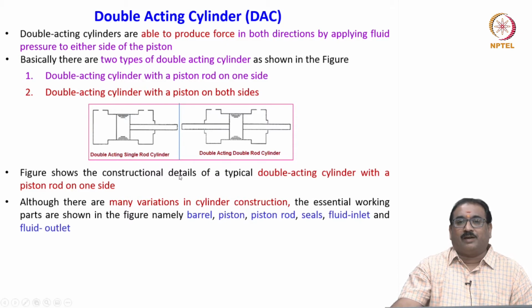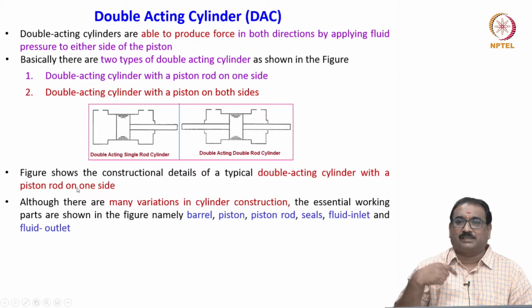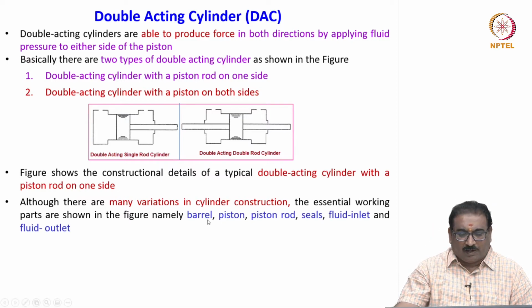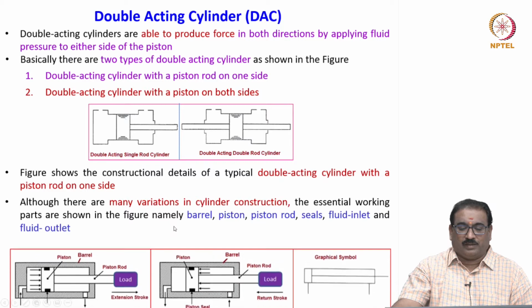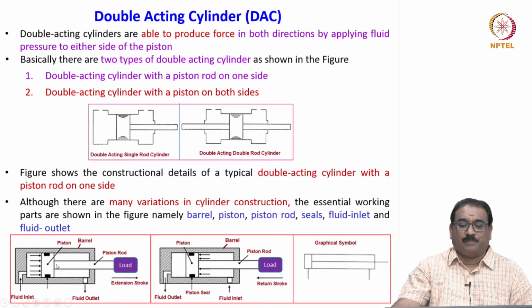Now, we will discuss the double acting cylinder with a single rod further. Although there are many variations in cylinder construction, the essential working parts are shown in the figure here. It is a barrel, and you will see the fluid inlet and a fluid outlet during the extension stroke. During the retraction, this is now the fluid inlet and this is the fluid outlet.